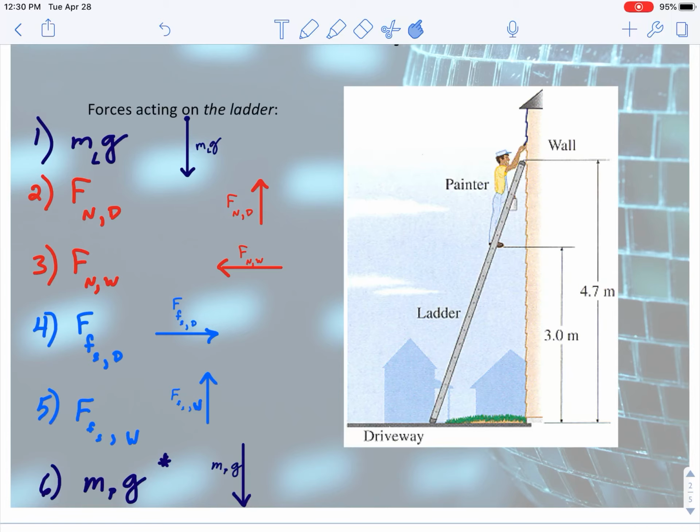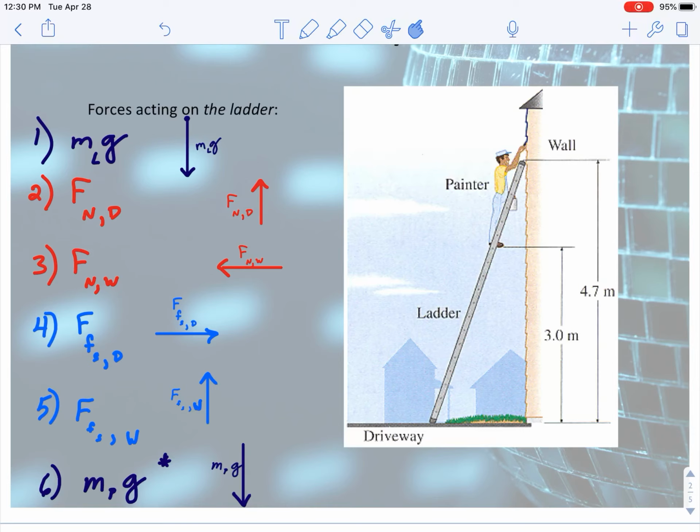Well, in this case, if we look at the painter, the normal force pointed up is the only up force on the painter. The force of gravity on the painter is the only force down on the painter. Since the painter is neither accelerating up or down, that means all forces on the y-axis have to cancel, which means that the normal force acting on the painter is equal to the mass of the painter times g.